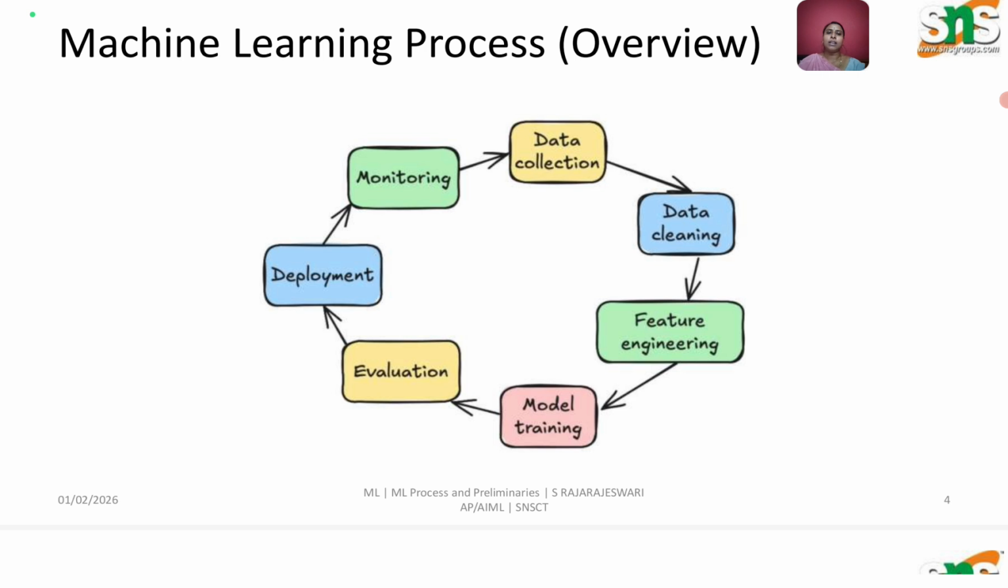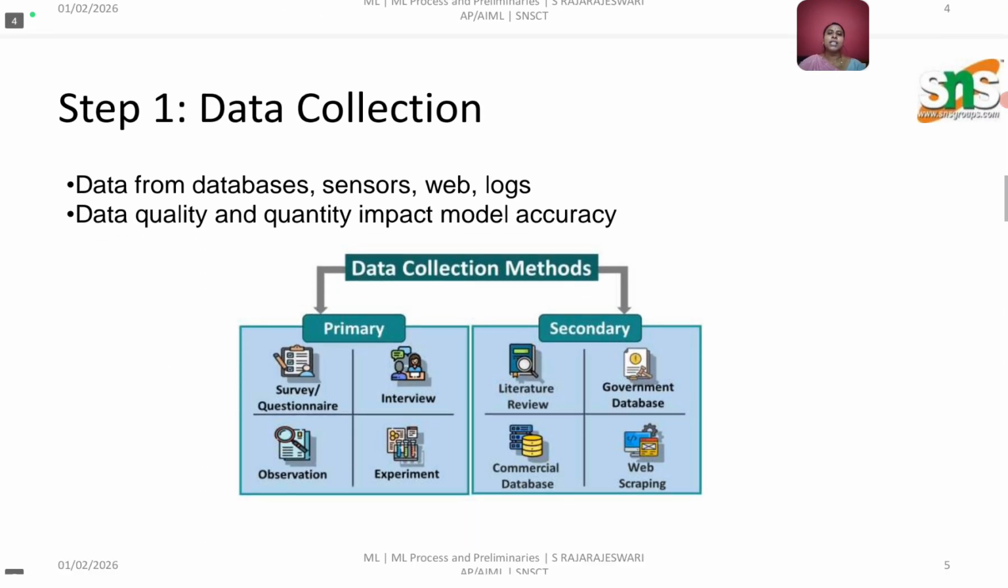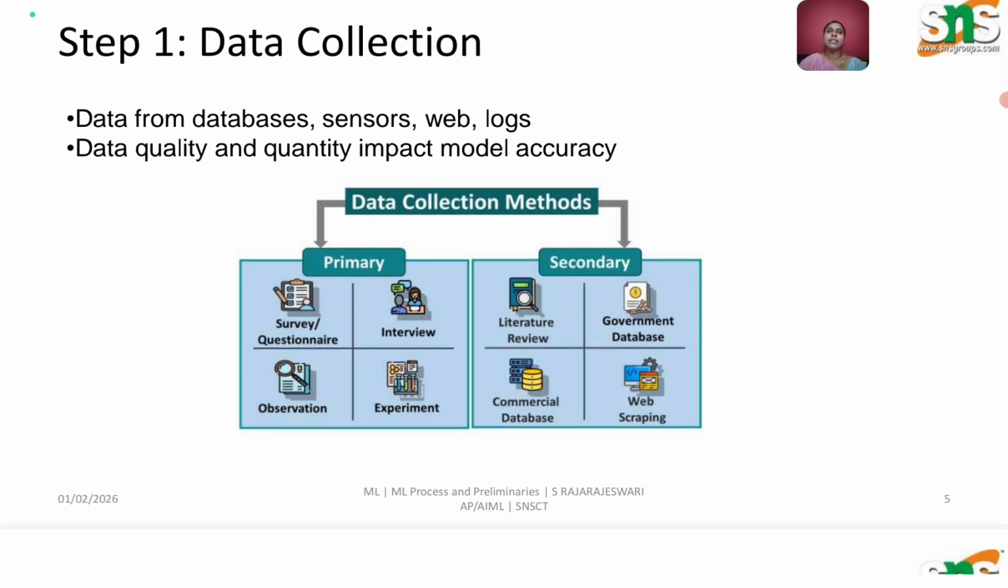Data collection, cleaning and model training were not seen in the last class. So what is data collection? It means collecting the data from databases, sensors and online web logs, which have primary and secondary data. The data quality and quantity impact model accuracy. So the main thing is collecting the data from the databases.